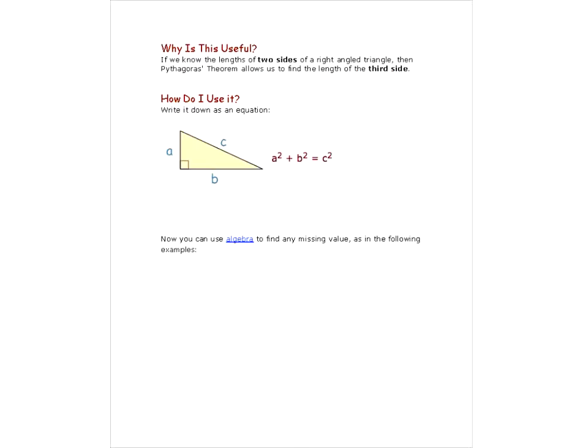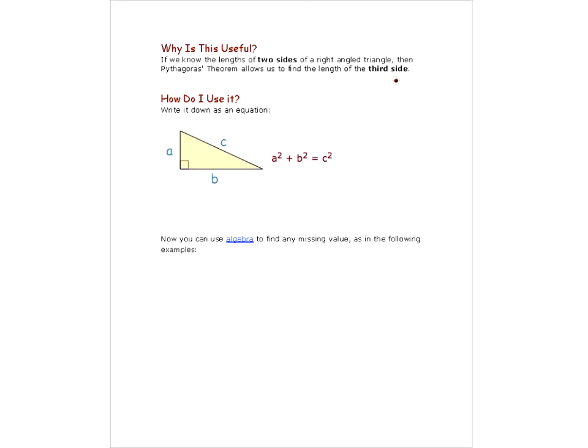Again, that's the Pythagorean formula: a squared plus b squared equals c squared. Now, why is this formula useful? Well, if we know the length of two sides of any right-angled triangle, we can use this theorem to find the third side, in other words, the missing side.